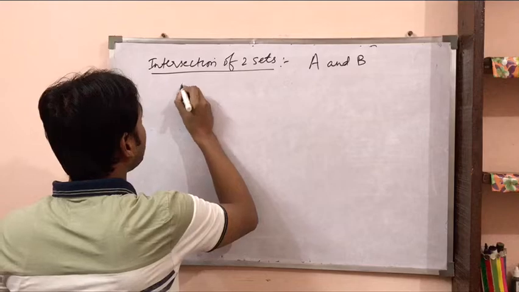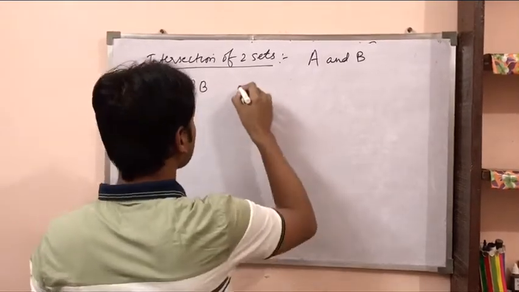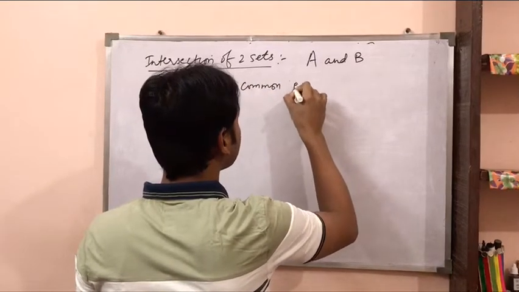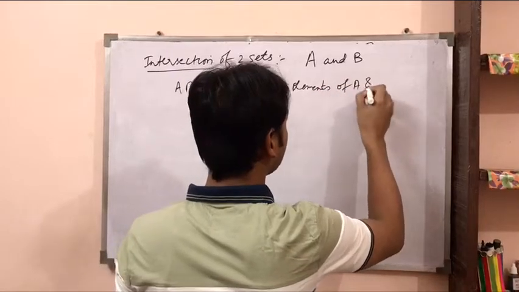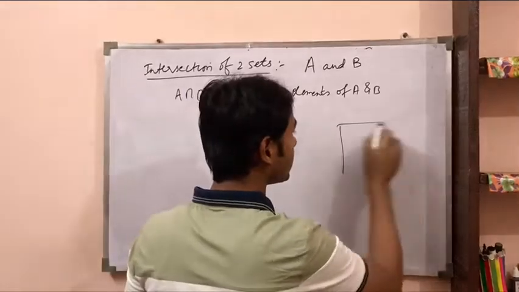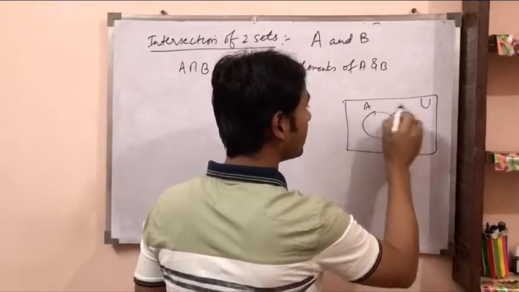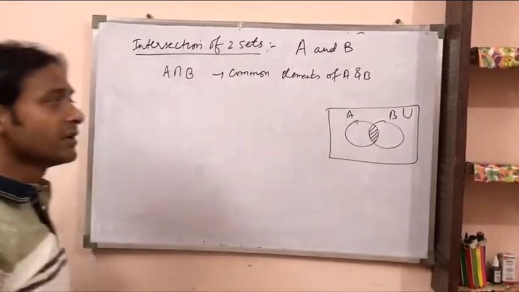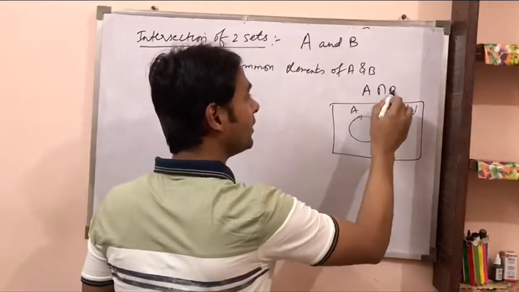A intersection B is defined as the common points, common elements of A and B, जो कि A and B दोनों में कॉमन होंगे. पहले वेन डायग्राम कर लेते हैं. Suppose this is the universal set, this is set A and this is set B. Then A intersection B is defined as the common part, that is this only. This is A intersection B. This is the Venn diagram of A intersection B.